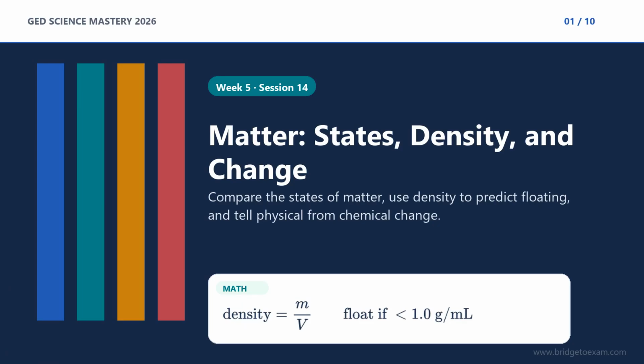Good to see you. Matter is anything that has mass and takes up space, which is basically everything physical around you. The GED asks you to compare the states of matter, to use density to predict whether something floats or sinks, and to tell a physical change from a chemical one. These show up both as quick facts and as small calculations, so let's get comfortable with all of them.